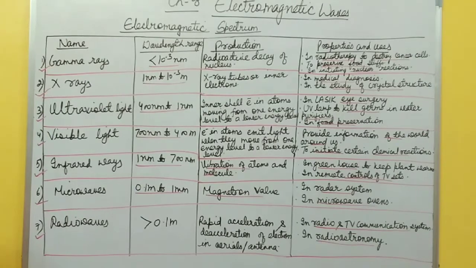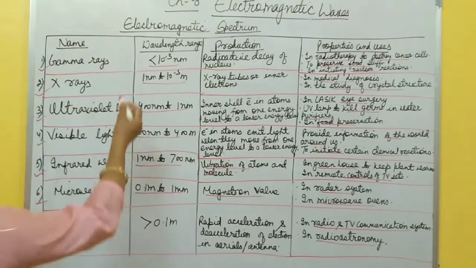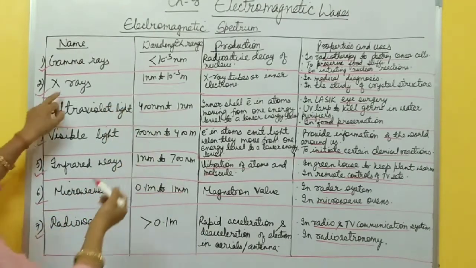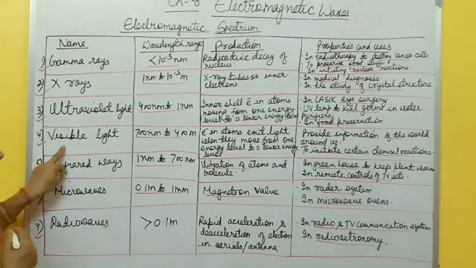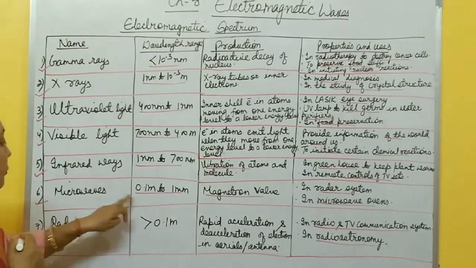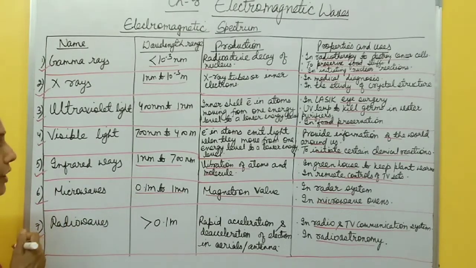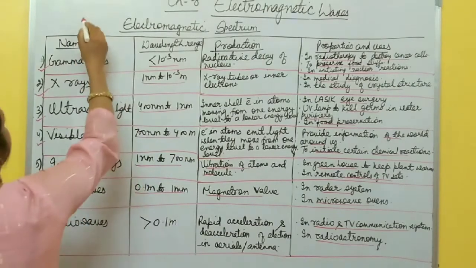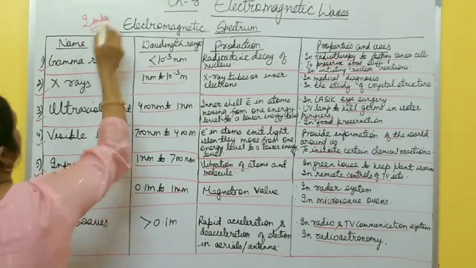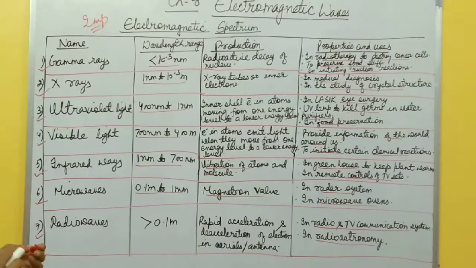Okay, hope you understood this one. Generally 1 or 2 marks questions come from these parts. What is the use of X-rays, how visible light is produced, what is the range of microwaves, what are its uses. So in 1 or 2 marks questions, this topic, electromagnetic spectrum, is very important. Okay, hope you understood. Please take a screenshot of this one first.